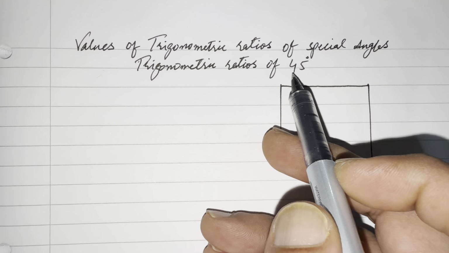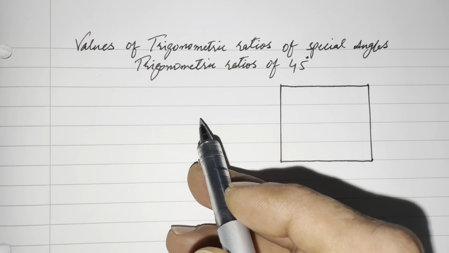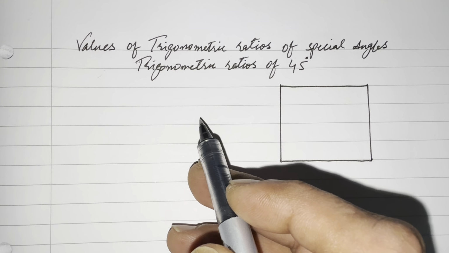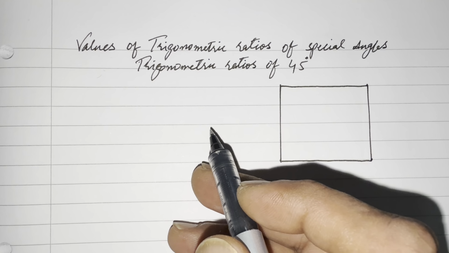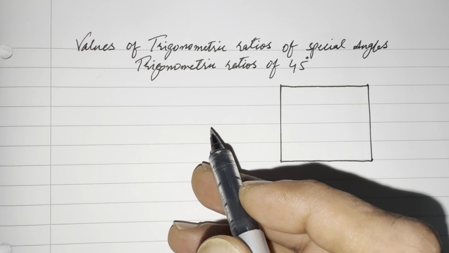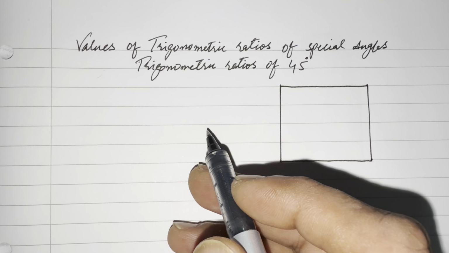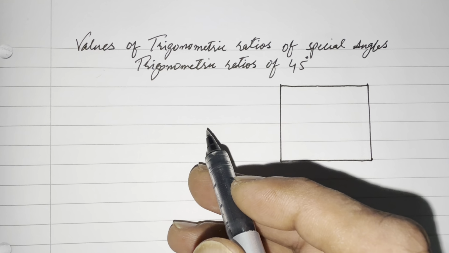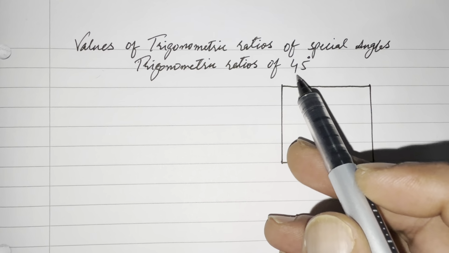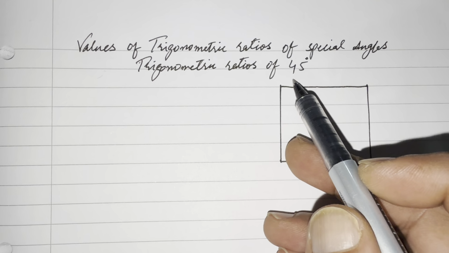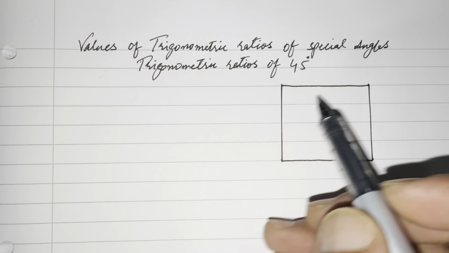These are the ratios that I've already told you we have to learn by heart, so that if we use these trigonometric ratios in some questions, we will put the values of these ratios directly. So first of all, we are going to find the trigonometric ratios of 45 degrees. So how can we find the trigonometric ratios?